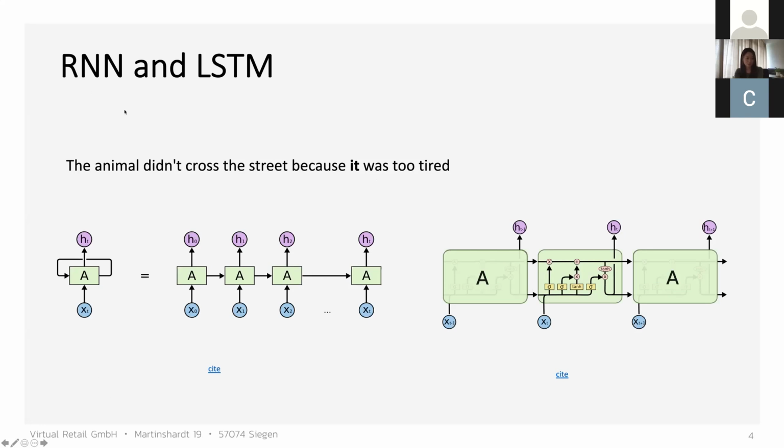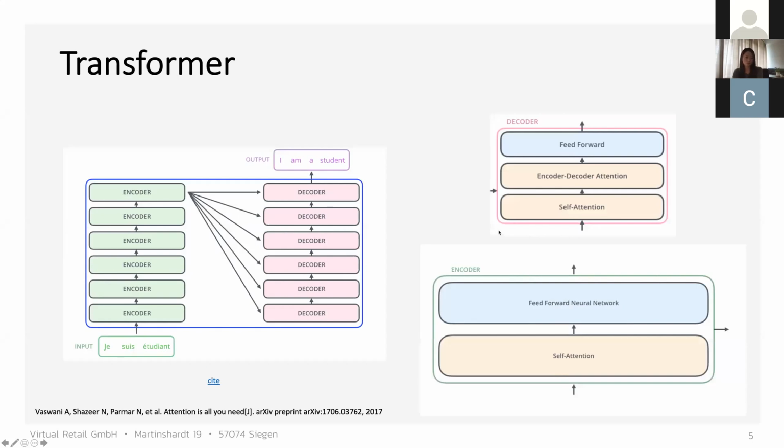With an RNN, a recurrent neural network, you can also encode this information, but because it encodes in a sequential way, and the distance between the animal and "it" is a bit long, when the information propagates through this network, it is missing the information. It's not good for this kind of long-term dependency encoding. The LSTM introduces a few gate functions to improve the dependency performance, but it is still limited. So that's where the transformer comes in.